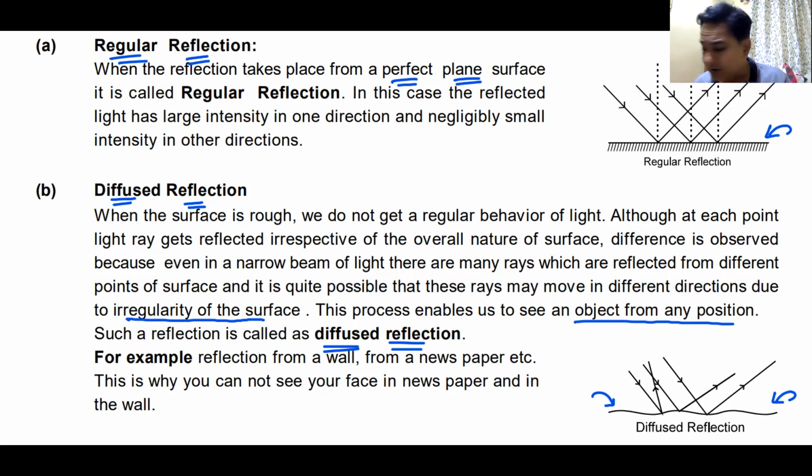Here, you don't have to write everything. You just have to draw this regular reflection. If the reflection is taking place from a perfect plane surface, if you just write this line, it is more than enough. No one is going to ask. If the surface is rough, there is no regular reflection. The reflection taking place from any curved or zigzag surface is known as diffuse reflection. And then you just draw this diagram. That is more than enough that you require. I'll wait for you 2 minutes and then I'll take you back to that diagram again.